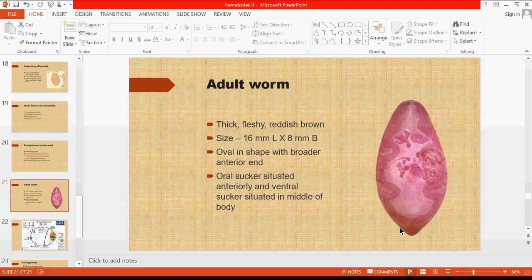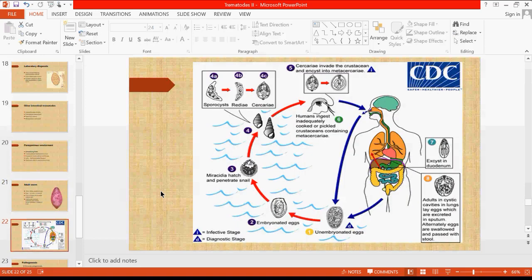It has an oral sucker situated anteriorly and a ventral sucker situated in the middle of the body for attachment of the adult. Again the life cycle: the definitive hosts are man, dog and cat, and the first intermediate host is the snail, while the second intermediate host here is the crab, or crayfish.